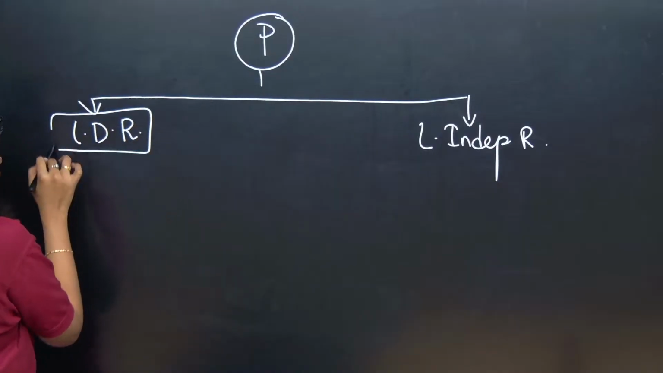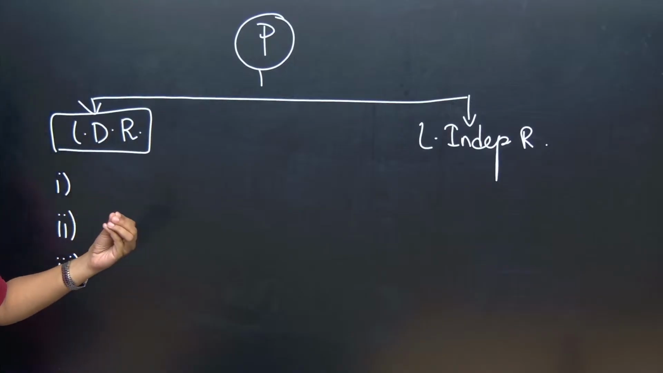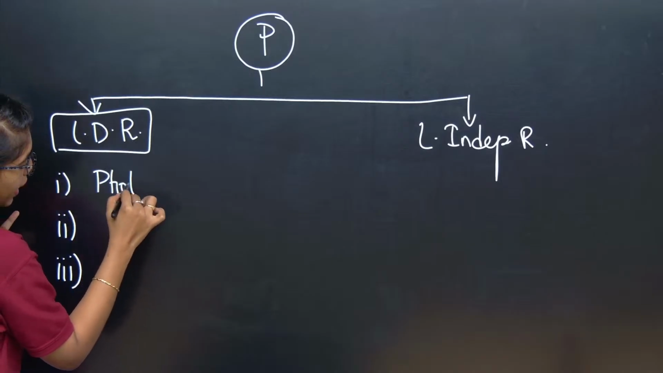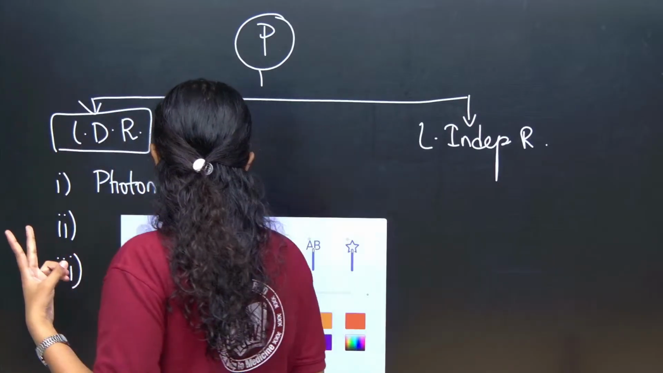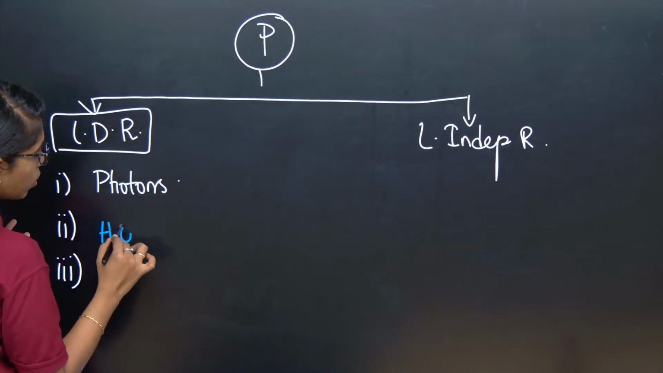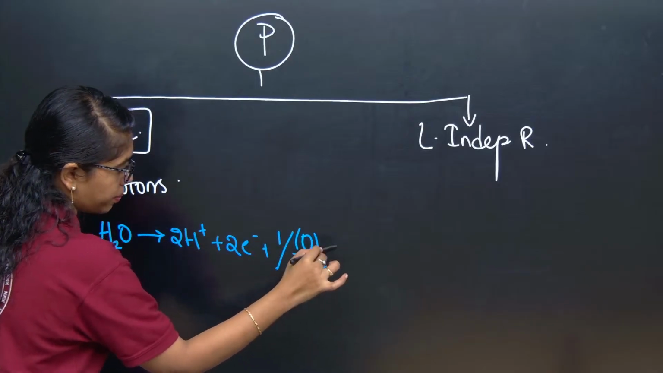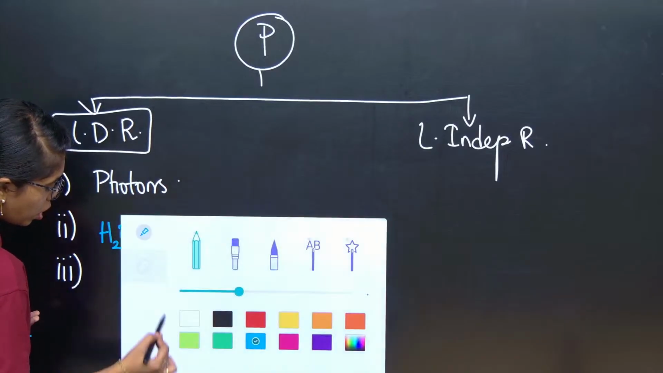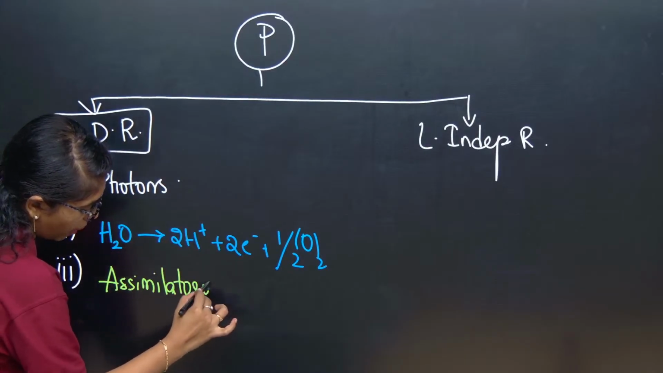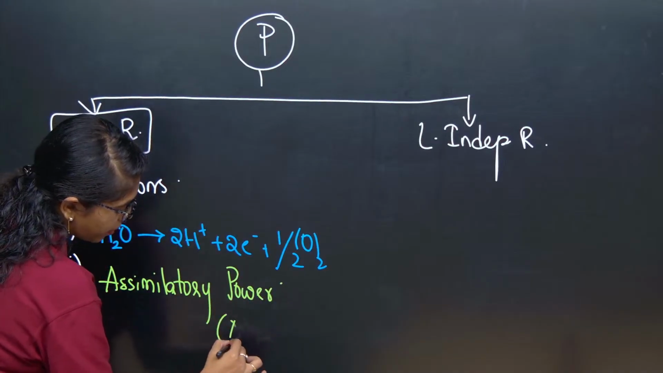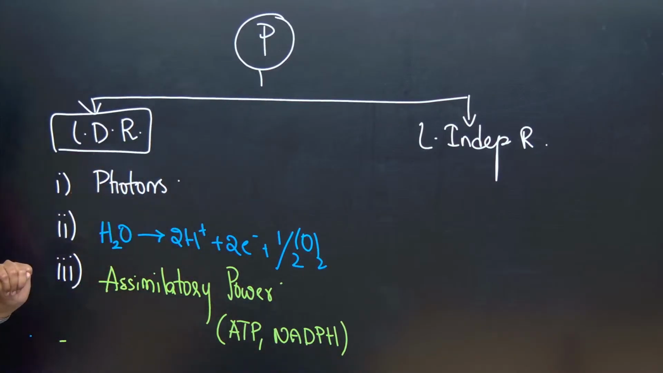Under light dependent reactions, three sets of reactions take place. First is what? Absorption of light in the form of photons. Second is photolysis of water. Water gets photolysed to 2 protons, 2 electrons and an oxygen atom. Third is formation of assimilatory power. What is the assimilatory power here? ATP and NADPH. So these are the 3 steps of photosynthesis.